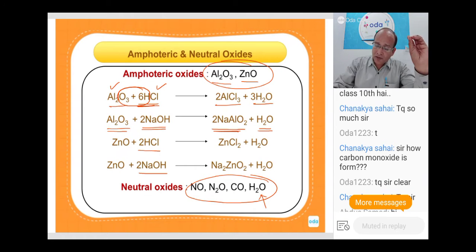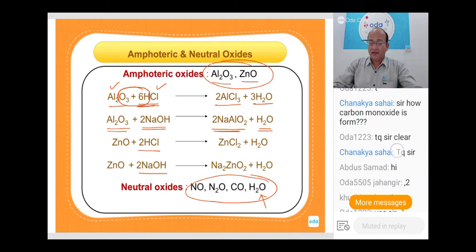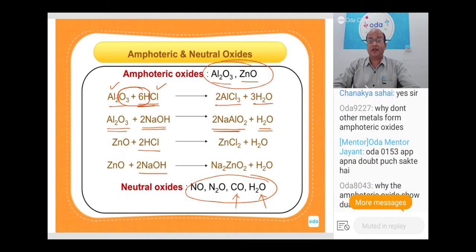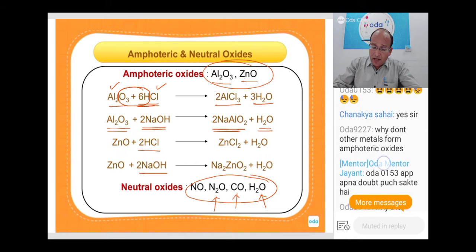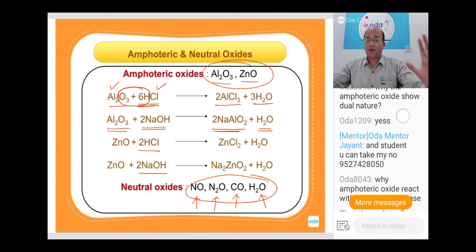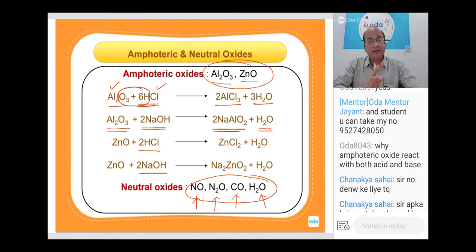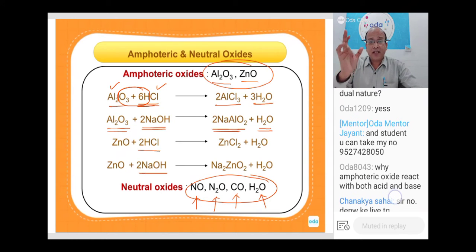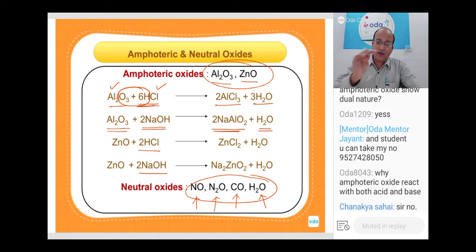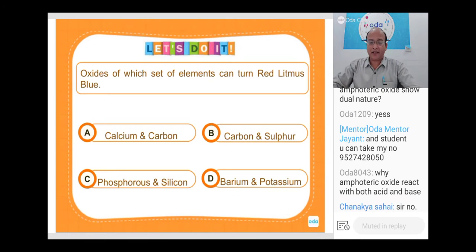Because water, you know, water is neutral. Water is neutral because we can drink it. It will not harm our body. It is not acidic. It is not basic. Carbon monoxide is neutral. N2O and NO are also neutral oxides. So these four are neutral. Al2O3 and ZnO are amphoteric. They will show both types of character. And your other metal oxides are basic, while non-metallic oxides are acidic.